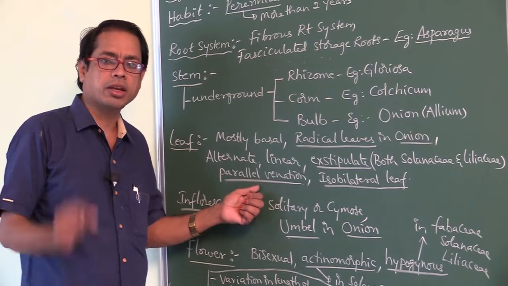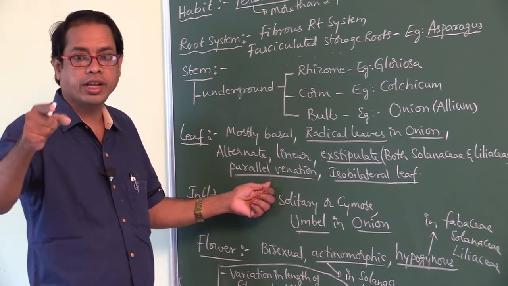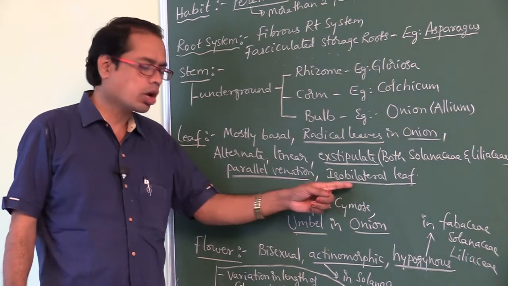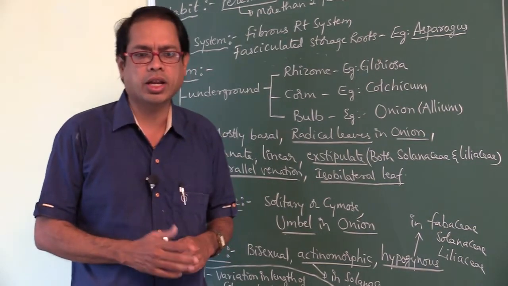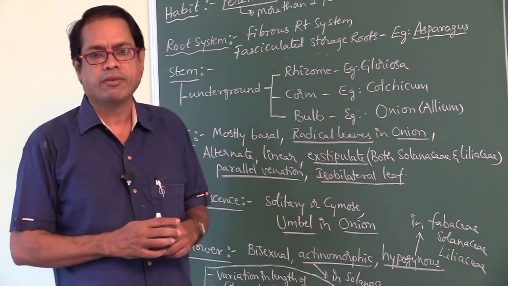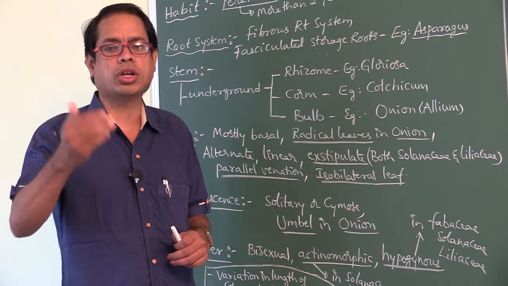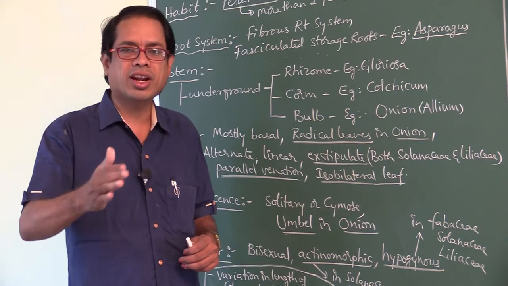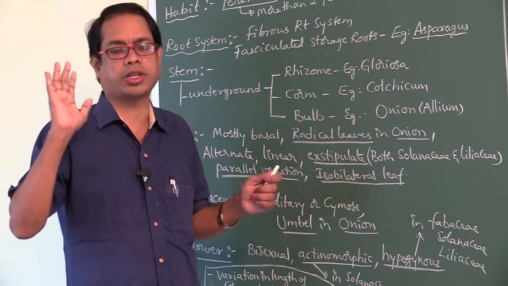It is a monocot, so what type of venation? Parallel venation. In dicots, leaves show reticulate venation, whereas in monocots, venation is parallel. Monocot leaf is also called isobilateral leaf. What does isobilateral mean? Both upper surface and lower surface are similar green in color, whereas dicot leaves are dorsiventral leaves. Both Fabaceae and Solanaceae are dicots, and in both dorsiventral leaves are present, whereas in monocots, isobilateral leaves are present.